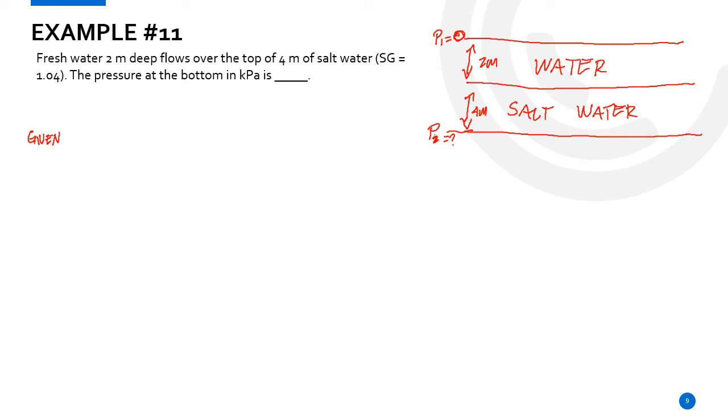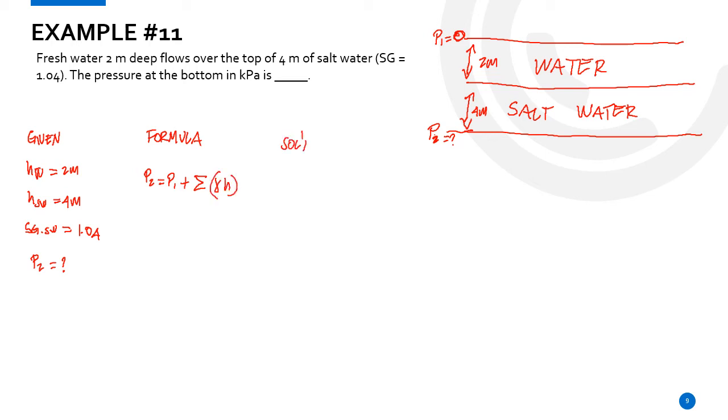So given ta karon. Given. So given niya H ni water na lang 2 meters. So H ni salt water 4 meters. Okay? So SG SW 1.04 then mora. Pakita na to is ang pressure 2. Okay? Formula. Sa totong formula, P2 is equal to P1 plus summation of specific weight times height. Okay? So, solution. I-apply na to solution karon.